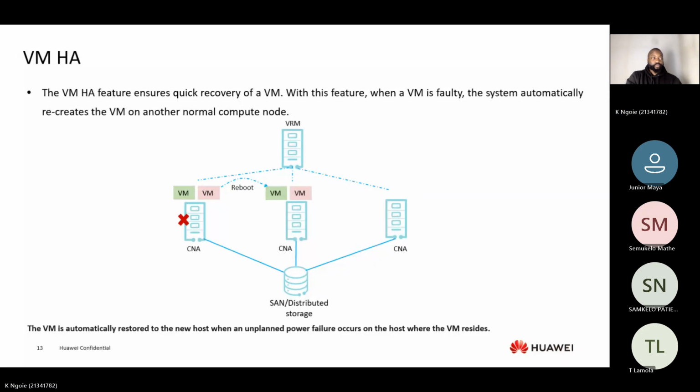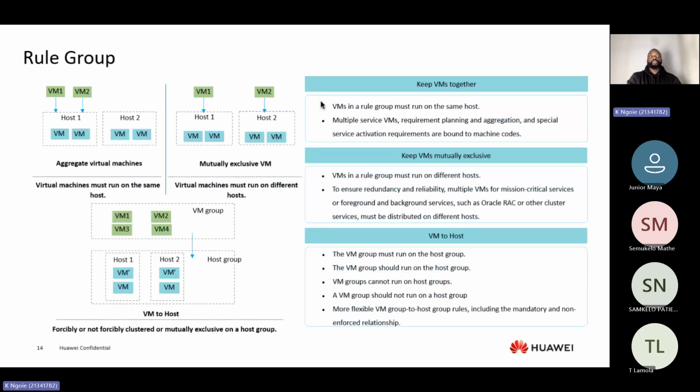So the next feature will be when we talk about rule groups. Rule group. So basically, a rule group will just allow the administrator of the system to be able to control how virtual machines are distributed. All right, so we can control how virtual machines are distributed, right? We can create different clusters of virtual machines.